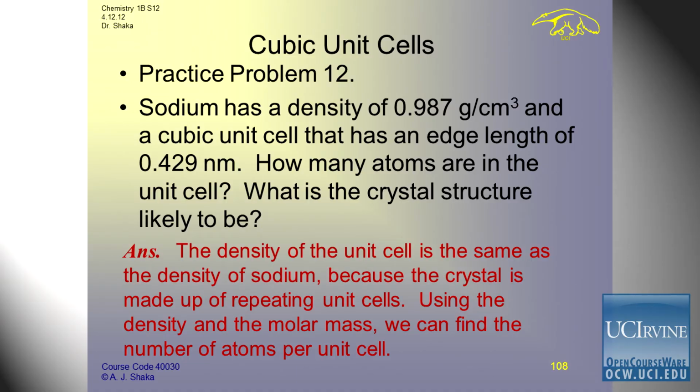Okay, let's have a practice problem. Sodium, very reactive metal, easy to melt. Sodium has a density of 0.987 grams per cubic centimeter and a cubic unit cell that has an edge length of 0.429 nanometers, or 429 picometers. How many atoms are in the unit cell?